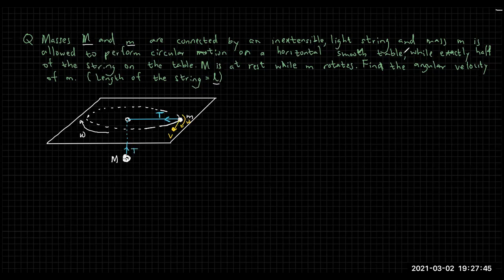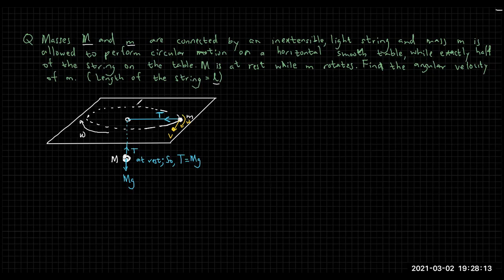So let's read: while exactly half of the string is on the table, M is at rest while small m is rotating. So capital M is at rest while small m is rotating. Therefore, on capital M, there will be two forces, Mg and capital T. If this is at rest, so what can we say? T must be equal to capital Mg. Find the angular velocity of small m. Length of the string is L.